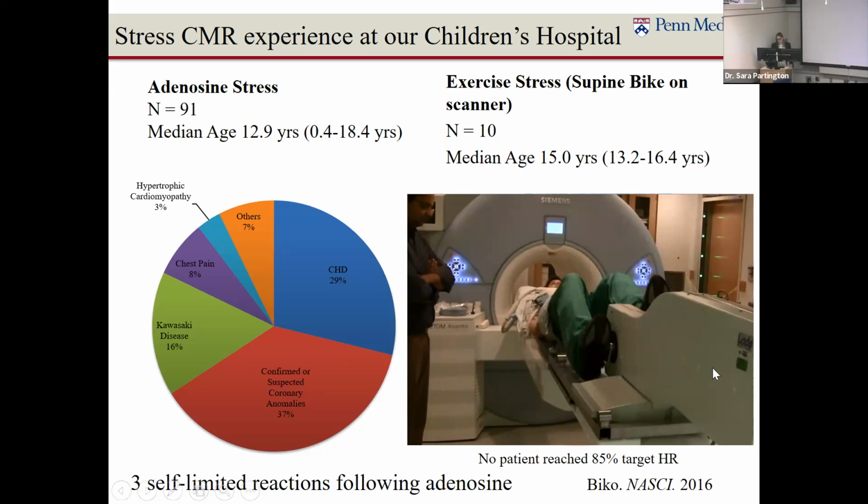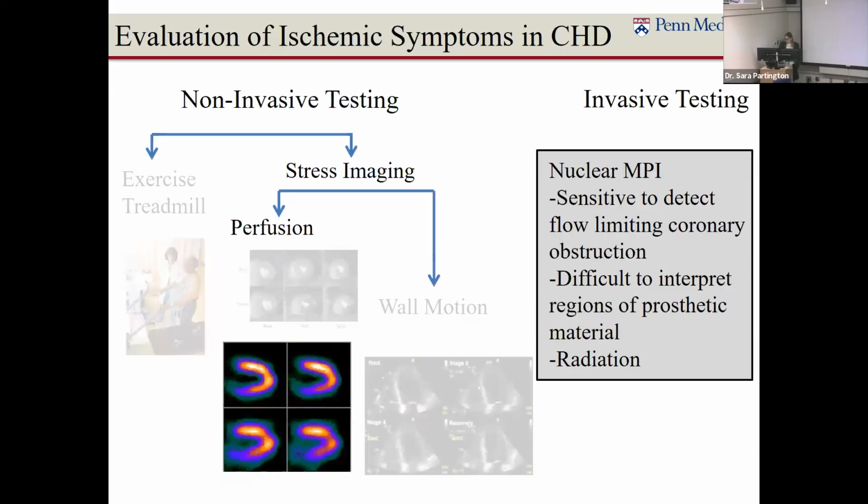I think the exercise stress can be really helpful for a lot of what we look at in cardiac MRI, but in this group of kids that had exercise MRIs, none of them reached 85% target heart rate. So I think it's hard to definitively rule out ischemia trying to do an exercise protocol in patients with MRI. So we're mostly going to be relying on pharmacologic stress.